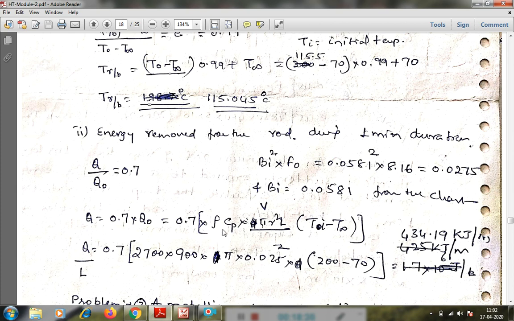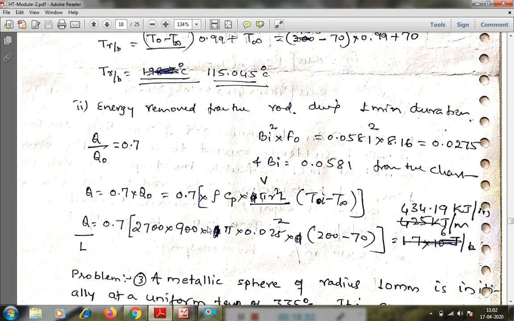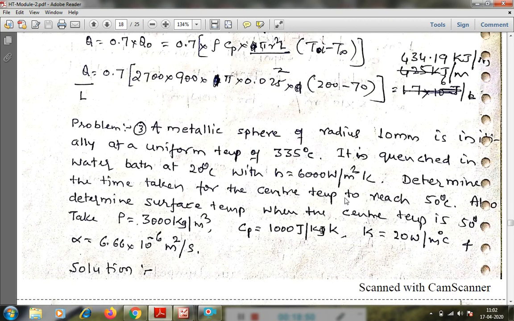By substitution of that, we have 2700 density, 900 Cp, pi r square L. L is 1 meter, initial temperature 200, and ambient temperature 70. We got 434.19 kilojoule per meter length. Now we will solve another numerical, which is on the sphere.